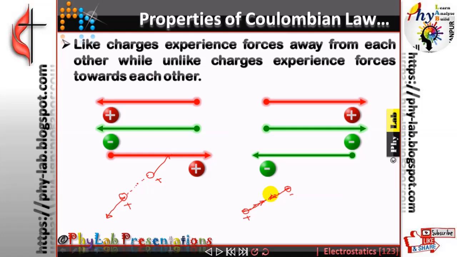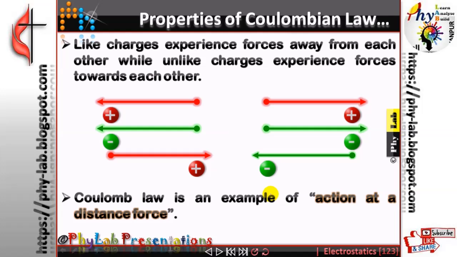So friends, do remember that these forces are an example of central force. And Coulomb's law is an example of action at a distance. That means it does not require a mechanical contact between the two charges to experience this force. That also means that this force will be manifested with the help of fields. For example, gravitational force is also an example of action at a distance. Gravitational pull does not require mechanical contact to be there. Similarly, electrostatic force also does not require this particular contact. It can act from a distance.